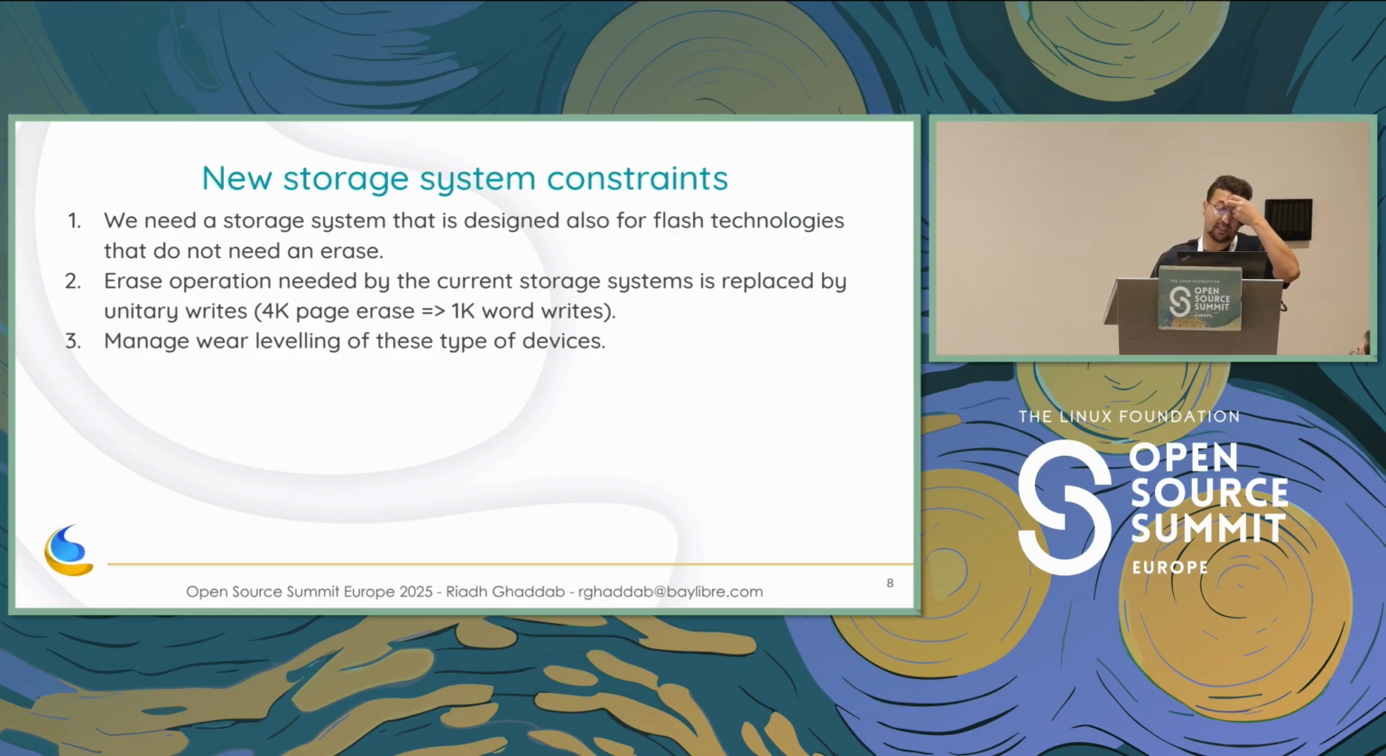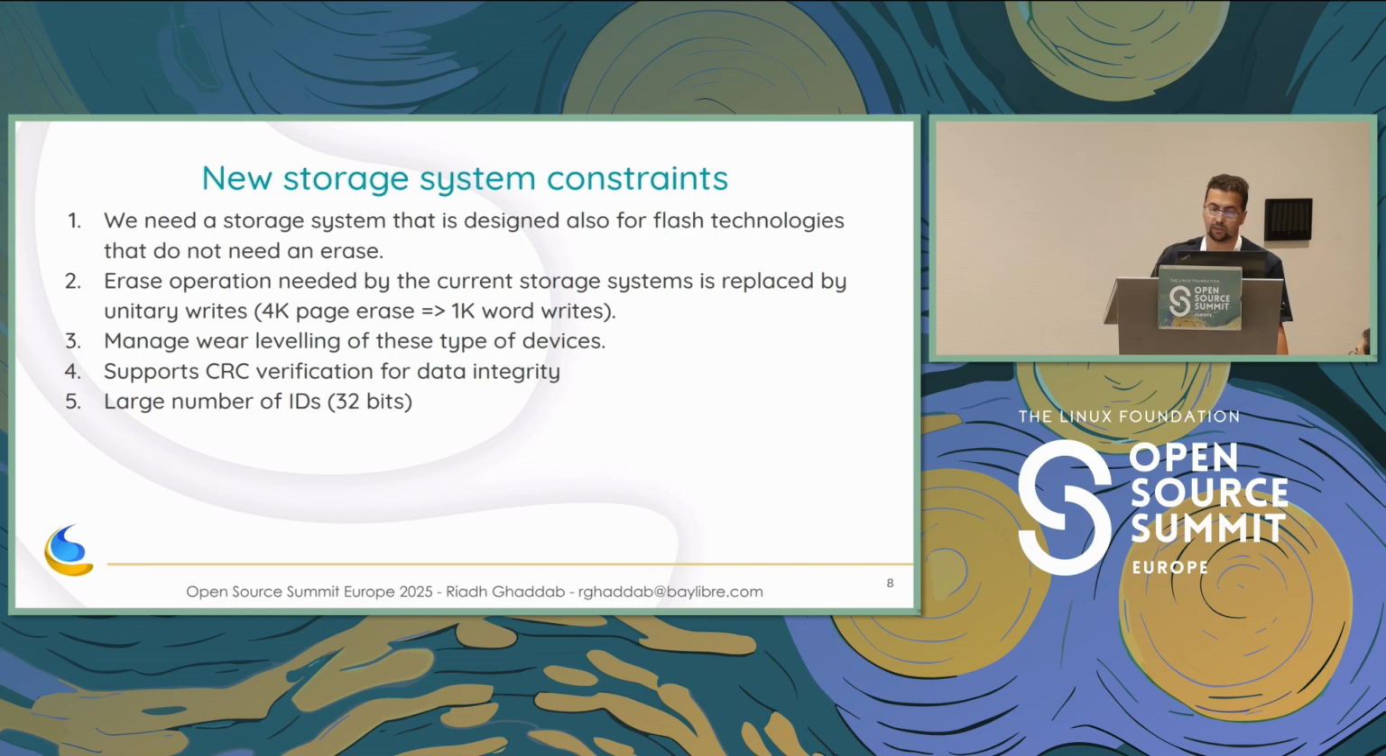So this is overkill for the new type of devices like RRAM and MRAM. So we need a storage system that manages the wear leveling of this type of devices. That means that all the memory cells need to be written the same number of times; they need to have the same write cycle all the time. We also need some support for built-in CRC verification for data integrity.